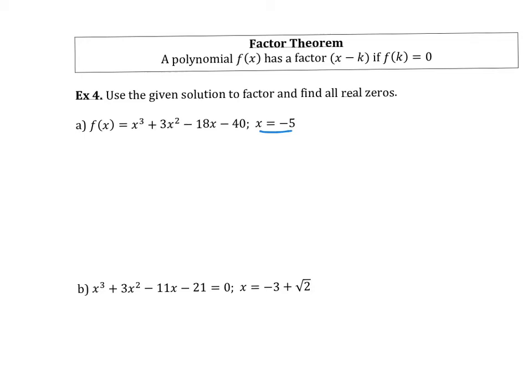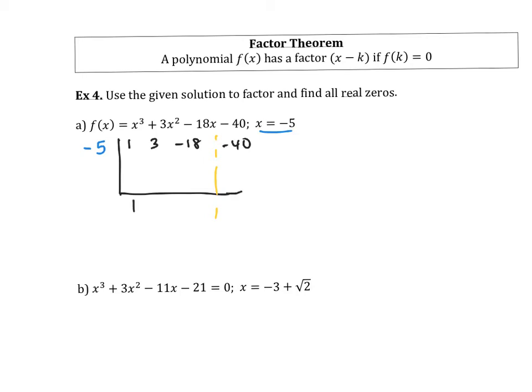You can use synthetic division, or you can use long division. Most people seem to like synthetic, so I'm going to use synthetic division, and they told me x equals -5, so it's kind of set up for that. Okay, I'm going to list the coefficients of the polynomial: 1x cubed, 3x squared, -18, -40. I like this. I'm going to bring down the 1.